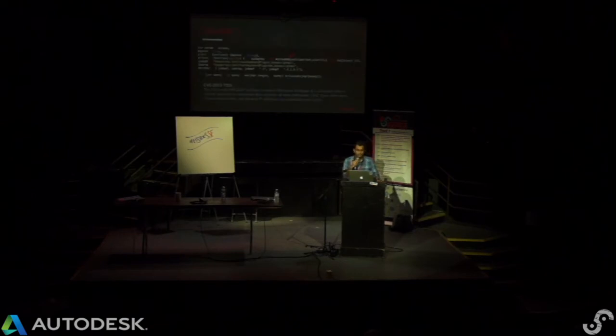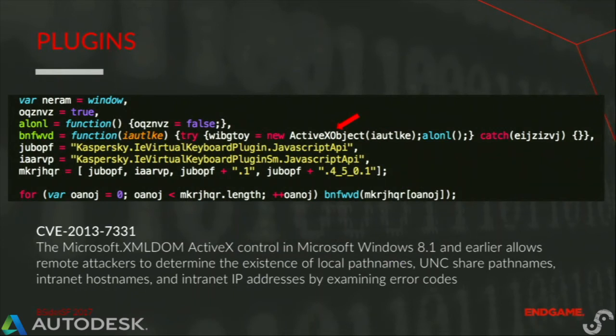Some exploit kits go a step further. They use plugins and ActiveX plugins to look for AVs. This particular code example is from Magnitude, I think, and it's looking for Kaspersky ActiveX objects. Similarly, there is another vulnerability in XML DOM.